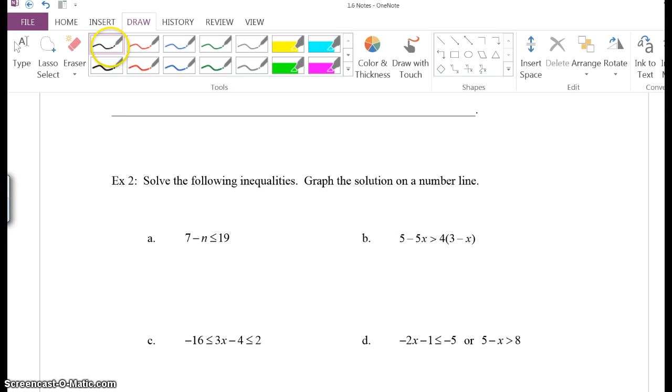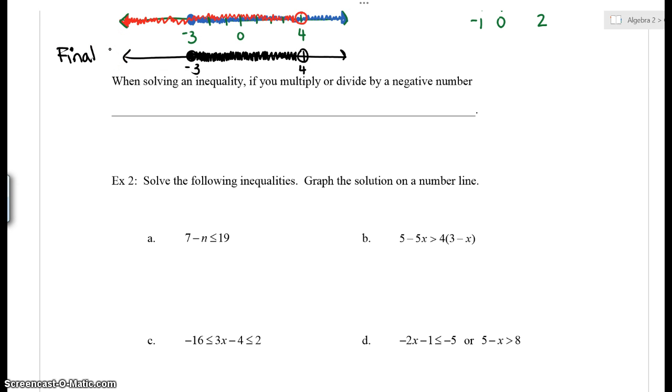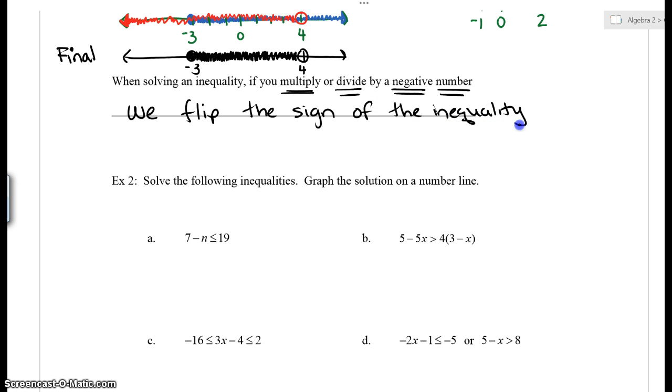All right, let's look at the next part. It says, when solving an inequality, which is what we're about to do in a second, it says if you multiply or divide, so I want to underline multiply and divide, by a negative number, we flip the sign of the inequality. And I'm going to show you that in example 2a.